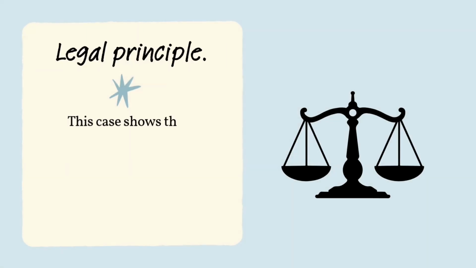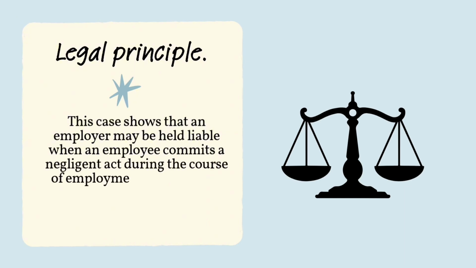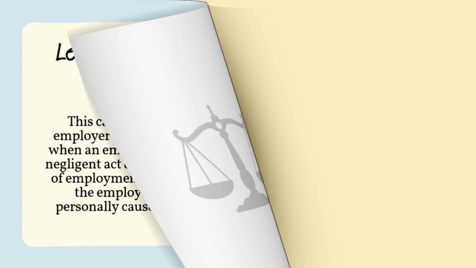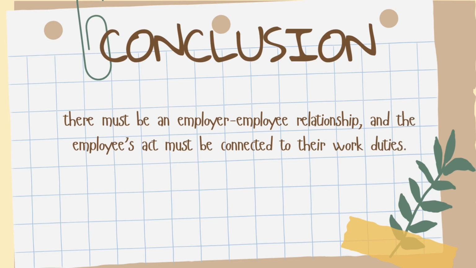This case shows that an employer may be held liable when an employee commits a negligent act during the course of employment, even though the employer did not personally cause the injury. In conclusion, vicarious liability means that an employer may be held responsible for a wrongful act committed by an employee during the course of employment. For this principle to apply, there must be an employer-employee relationship and the employee's act must be connected to their work duty.